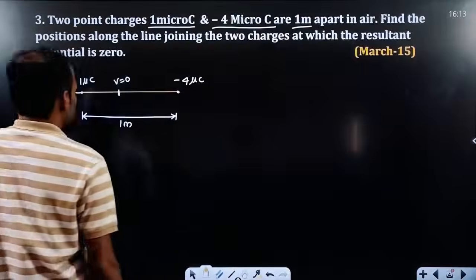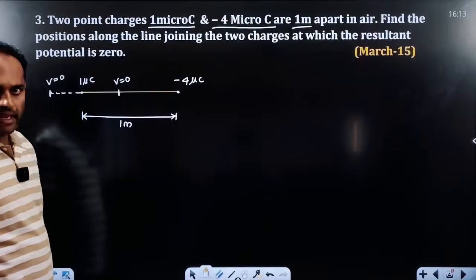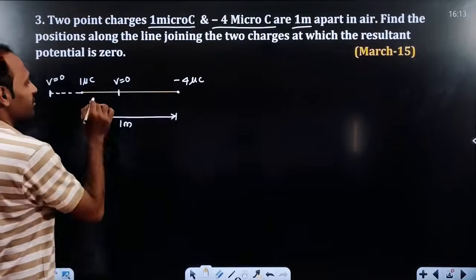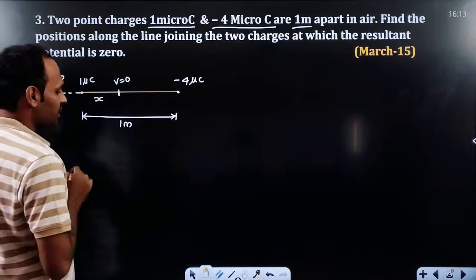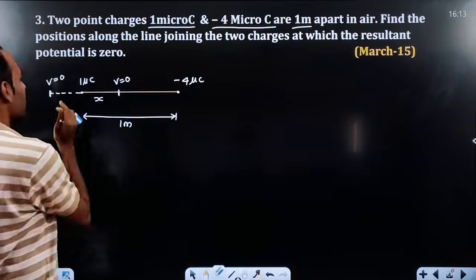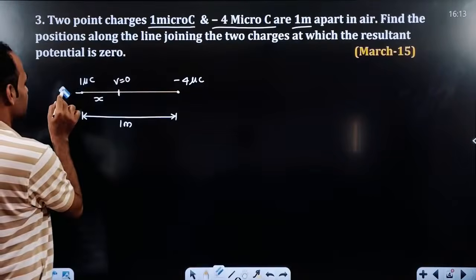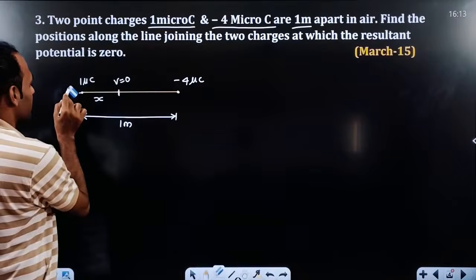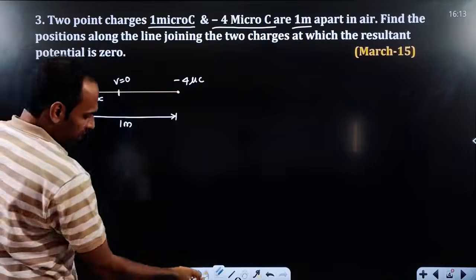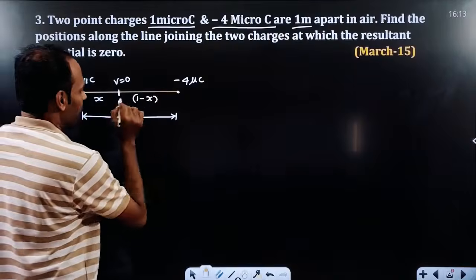Okay, now we listen. See, the distance between the two charges is 1 meter. Let me take this as x. First let us find the internal point, and then we will find the external point. Okay, so let this be x, then this will be 1 minus x.